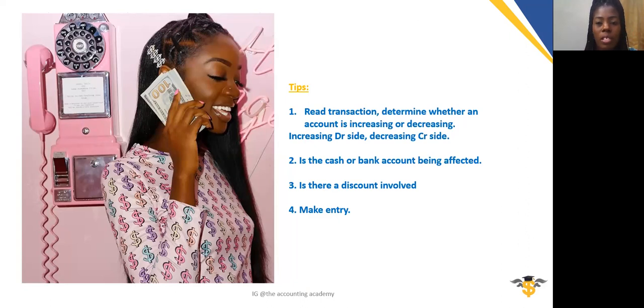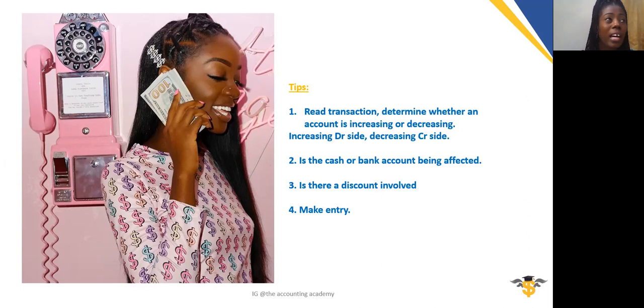Tip two, complete your cash book. Read the transaction, determine whether an account is increasing or decreasing, and we have a video on that as well. How do you deal with an increasing account? How do you deal with a decreasing account? If it is an asset, which your bank or your cash account is, we increase by putting the information on the debit side of the cash book. And if the cash account is decreasing, we make a credit entry. We put the information on the credit side. So read the transaction, determine whether an account is increasing or decreasing.